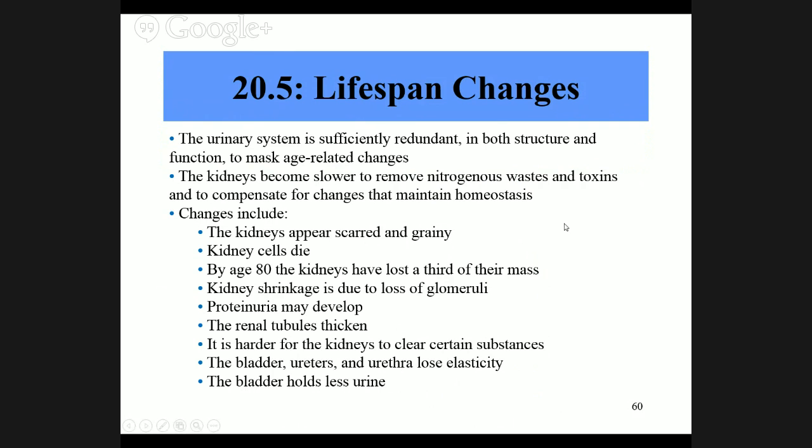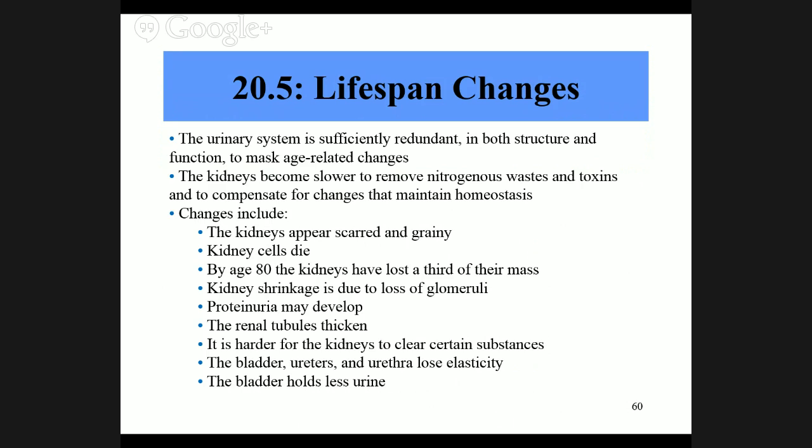Okay, let's talk about lifespan changes. The urinary system is sufficiently redundant, having backup structures in both structure and function, to mask most age-related changes. But the kidneys become slower to remove nitrogenous waste and toxins and to compensate for changes to maintain homeostasis. Changes can include kidneys appearing scarred and grainy, and kidney cells can die. By age 80, the kidneys have lost a third of their mass. Kidney loss of function is usually due to loss of glomeruli.